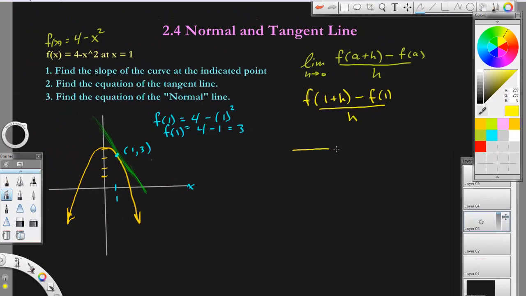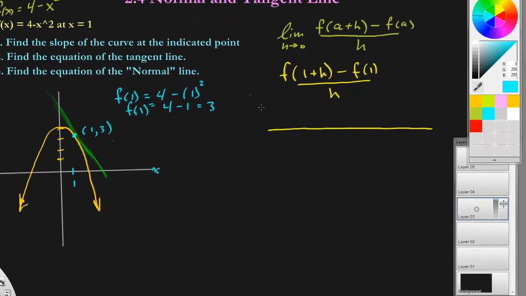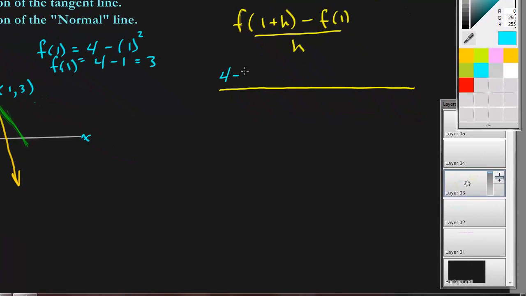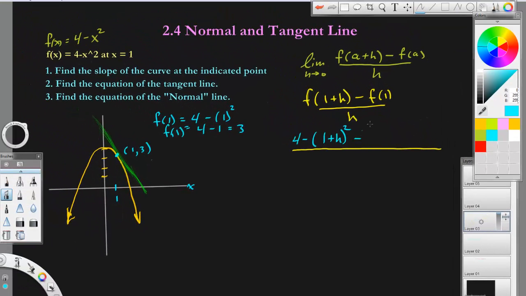I recommend making a pretty massive numerator here. So we're going to plug in 1 plus h in for this function. So it's going to be 4 minus (1 plus h) squared. That's 4 minus x squared, and I'm plugging in 1 plus h. And then I'm going to turn around and plug in f of 1 into that, which we already did. We know that that's 3, so I think it's okay to just say that equals 3. So we're going to take away 3 there, over h, and remember that's going to stay h. And now we have to simplify.